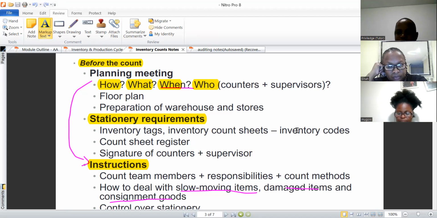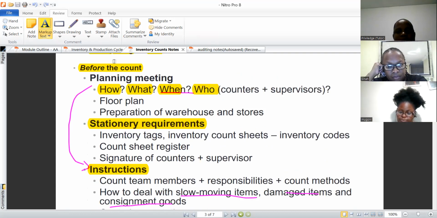And also the use of inventory codes is important, because the inventory codes would help you to detect the type of inventory and weights located in the warehouse. Then there's the count sheet register, just to ensure that there's monitoring and evaluation of the count teams. So they need to sign the register, and the supervisor also countersigns the register, so that we can be assured that the count is really taking place.